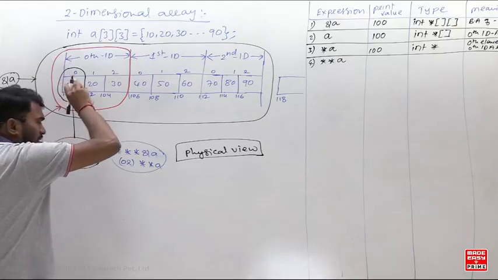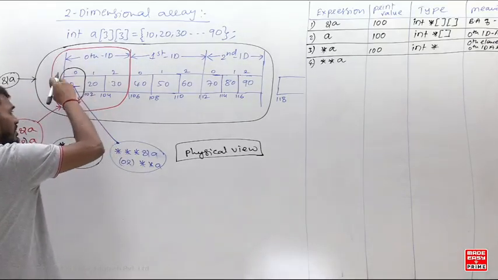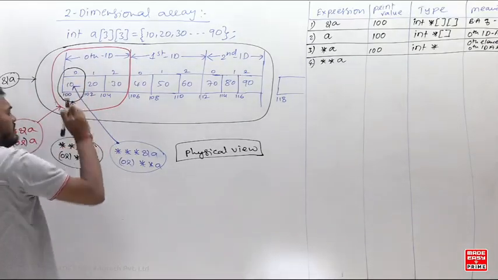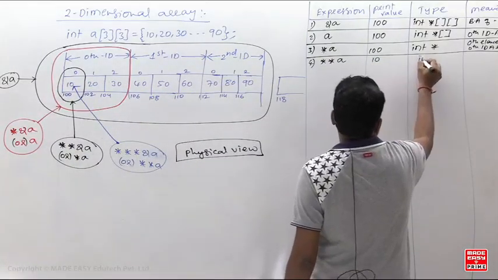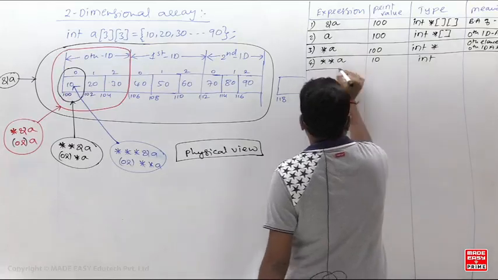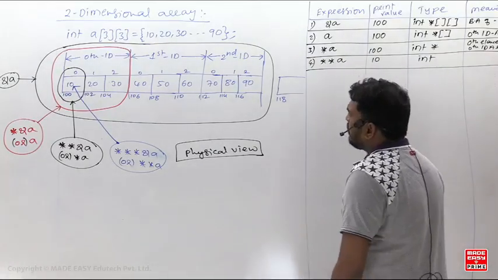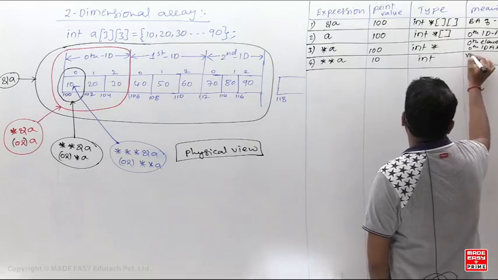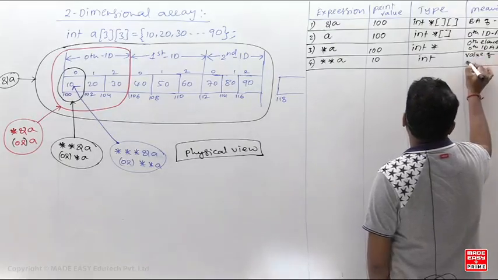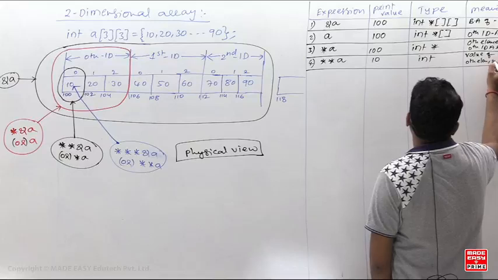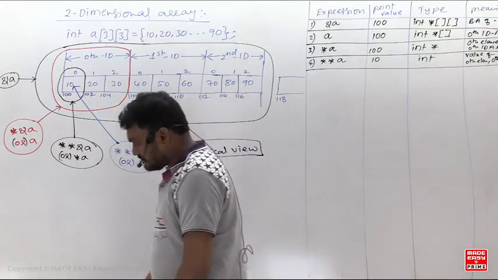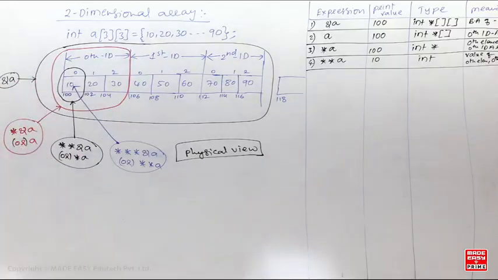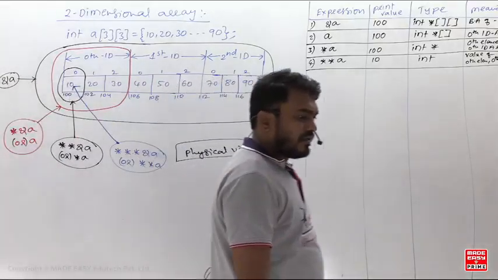If I apply one more star, it is going to the value. So it is printing 10 and the type will be integer. Now tell me what the meaning is: the value of the 0th element of the 0th 1D array. Value of the 0th element of the 0th 1D array.